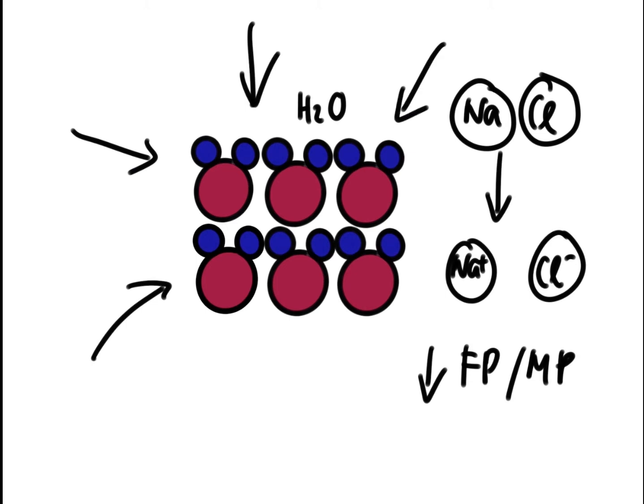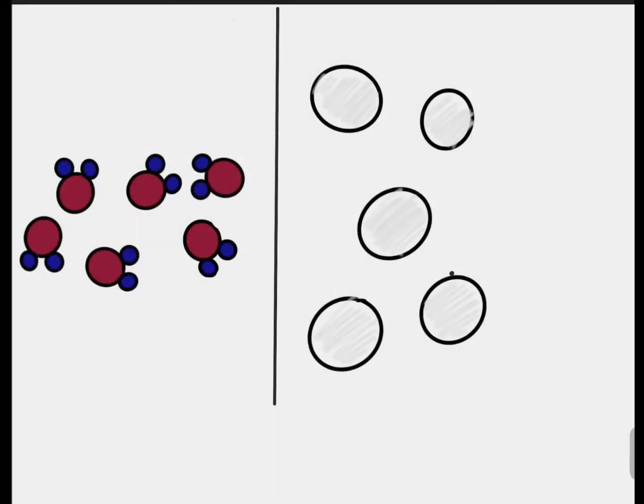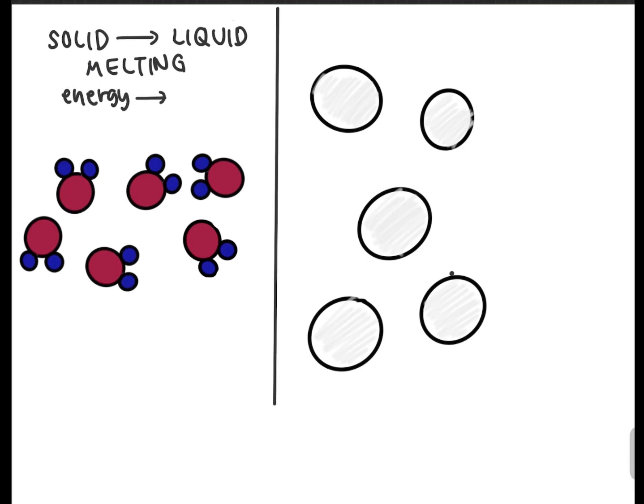Because of its lower melting point, it is easier for less energy to break the bonds between the H2O molecules and turn them into liquid form. So initially, the solid ice cubes turned into liquid water, which is the process of melting. So in melting, the solid ice cubes absorb energy, which comes from the surroundings.